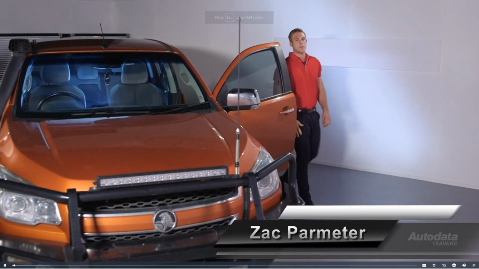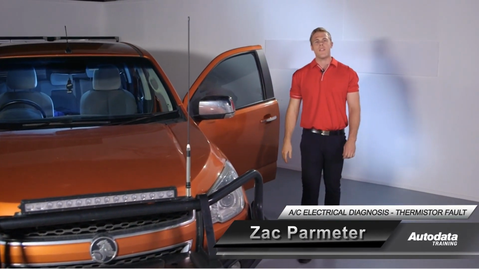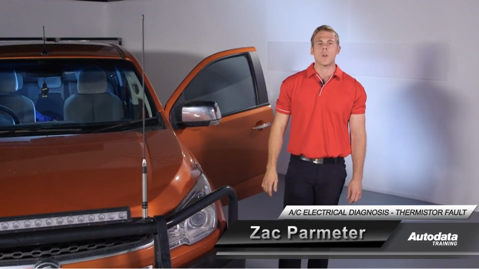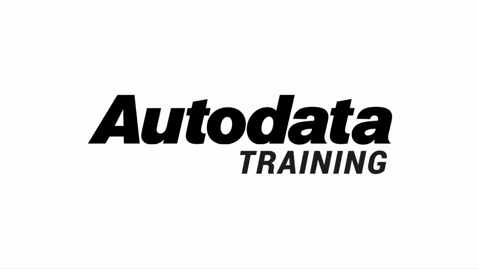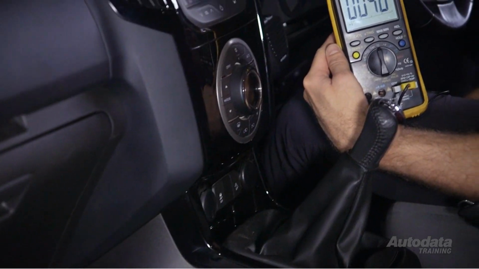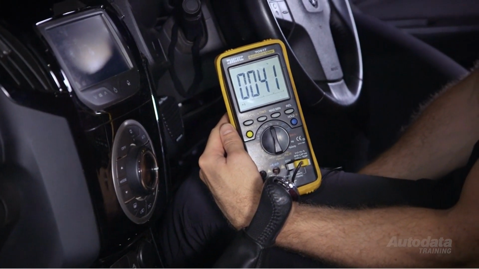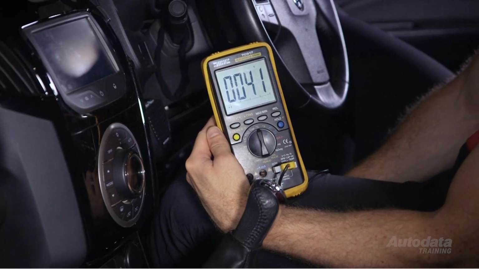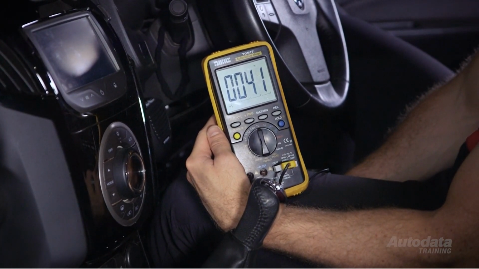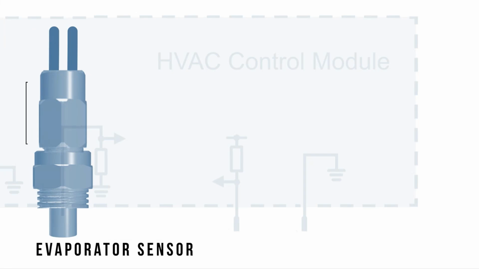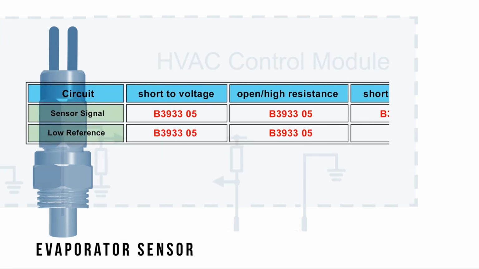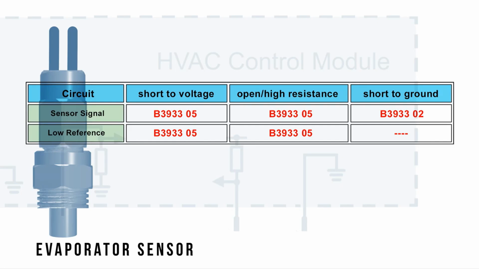The air conditioning system in newer model vehicles relies heavily on sensor input to allow for correct operation. If an input is compromised in any way, there will be a significant reduction in air conditioning functionality. The evaporator thermistor is one such sensor. A fault in the evaporator sensor may cause error codes within the HVAC module.